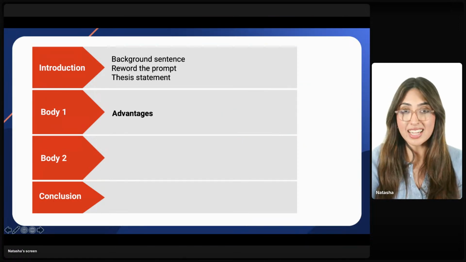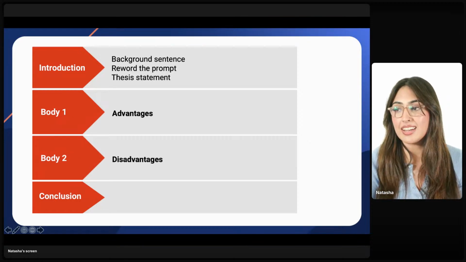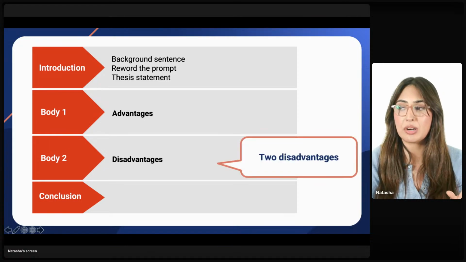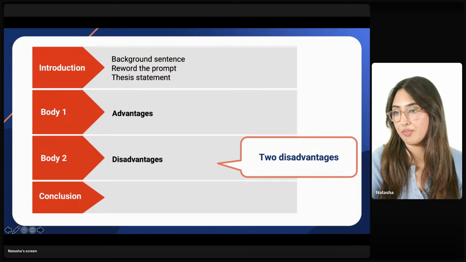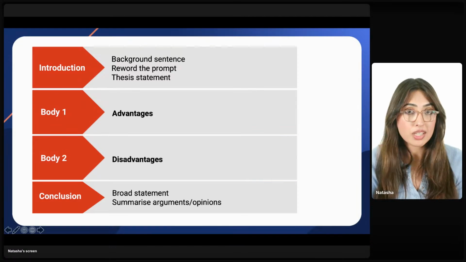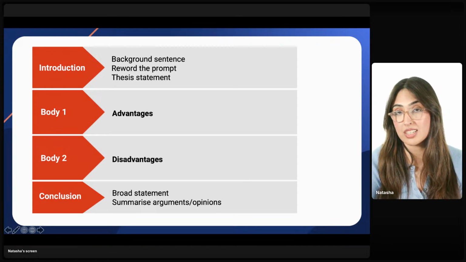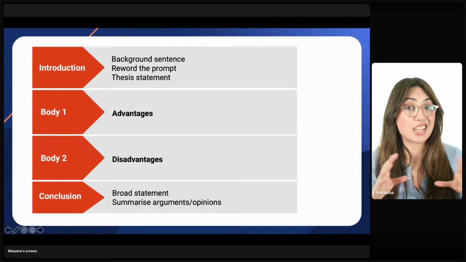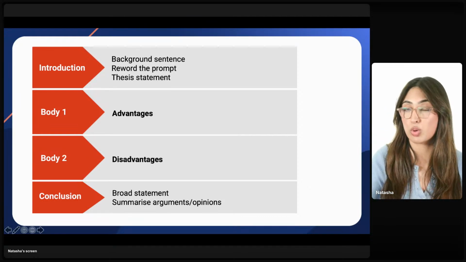In the second body paragraph, you're going to discuss the disadvantages, and of course, again, you're going to outline 2 disadvantages. Keep it consistent. Finally, in the conclusion, you're going to make a broad statement, and you're going to summarize your arguments or opinions, which means you need to summarize very briefly what the advantages and disadvantages were in the essay.